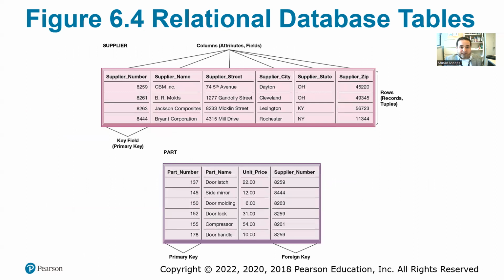So this is another example. We have the supplier table. It has a supplier number. That's the primary key. When I include it in the part table, then it becomes a foreign key.